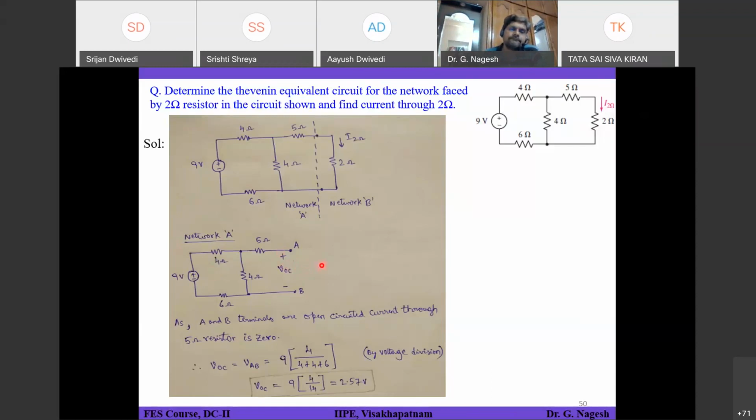Sir, in place of the 9 volt independent voltage source, we kept a wire. Okay, short circuit. And looking from the 5 ohm resistor, we can find that 4 ohm and 6 ohm are in series, sir. And that combination is in parallel with another 4 ohm. And the entire combination is in series with 5 ohm. Okay, fine. That is correct.